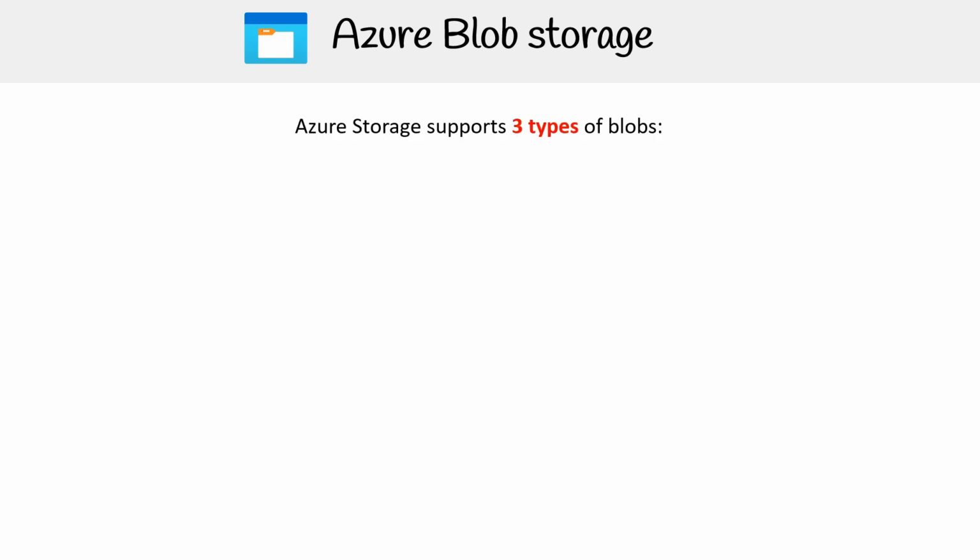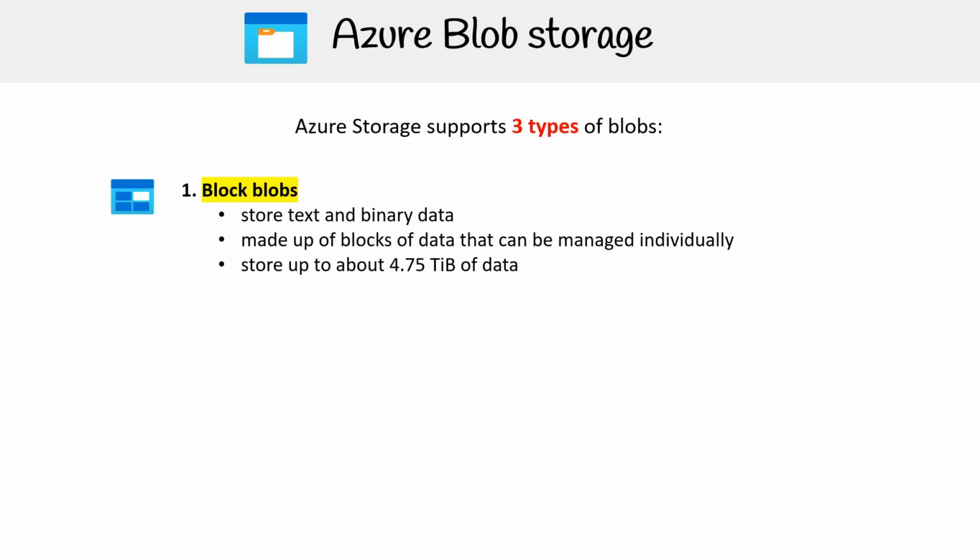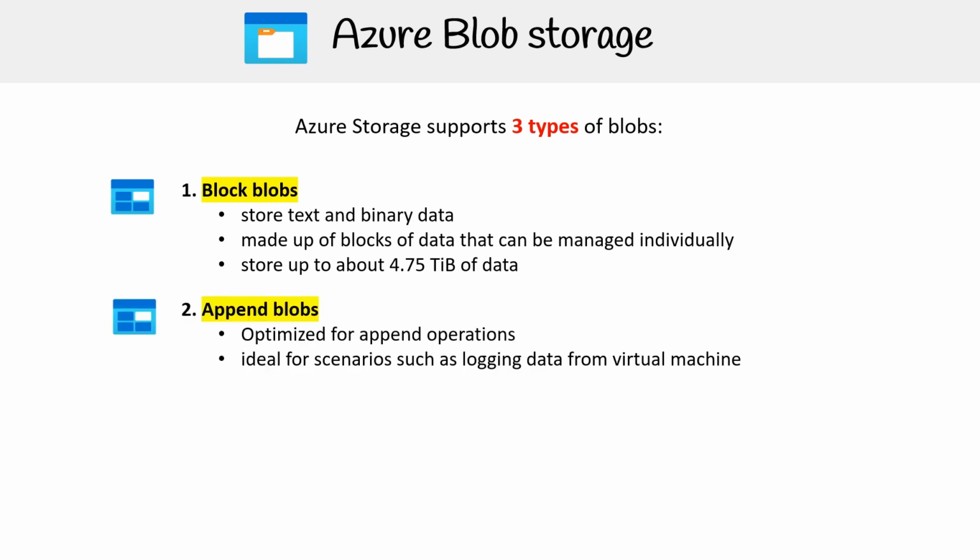Azure Storage supports 3 types of blobs. 1. Block blobs. These are ideal for storing text and binary data. It's made up of blocks of data that can be managed individually, and they can store up to about 4.75 TB of data.